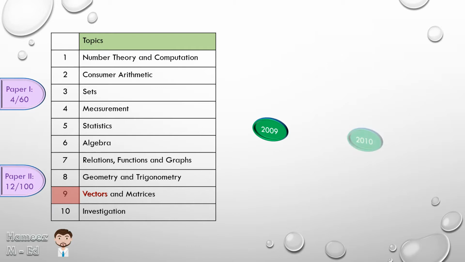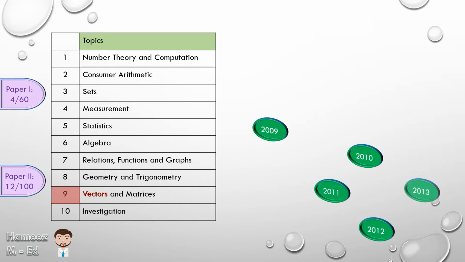In 2010 to 13, the format had changed. There were still no questions in paper 1 multiple choice, but in paper 2, the question of vectors and matrices was put together and it was worth 1 full question or 15 marks. So from 2010 to 13, the vectors questions were worth half of that 15. So approximately 7 or 8 marks for each year compared to 2009.